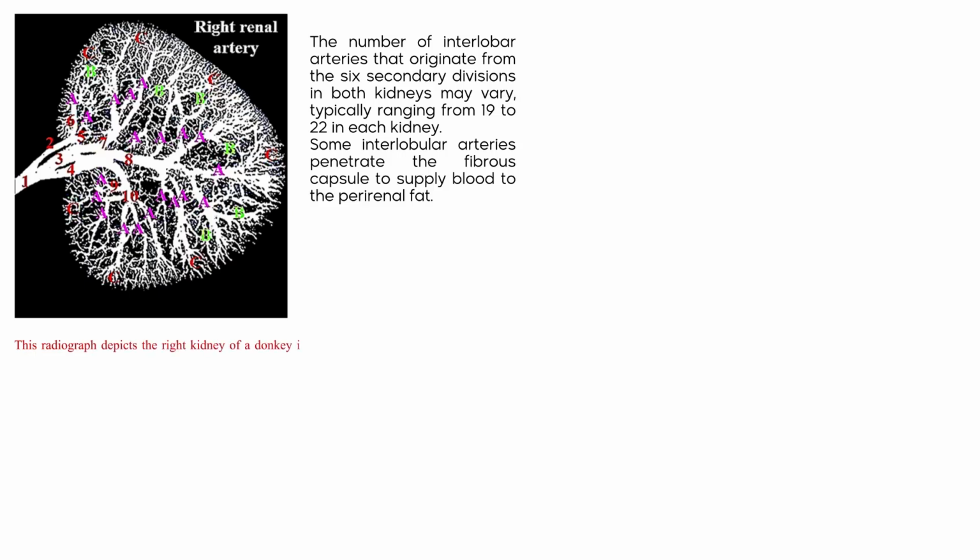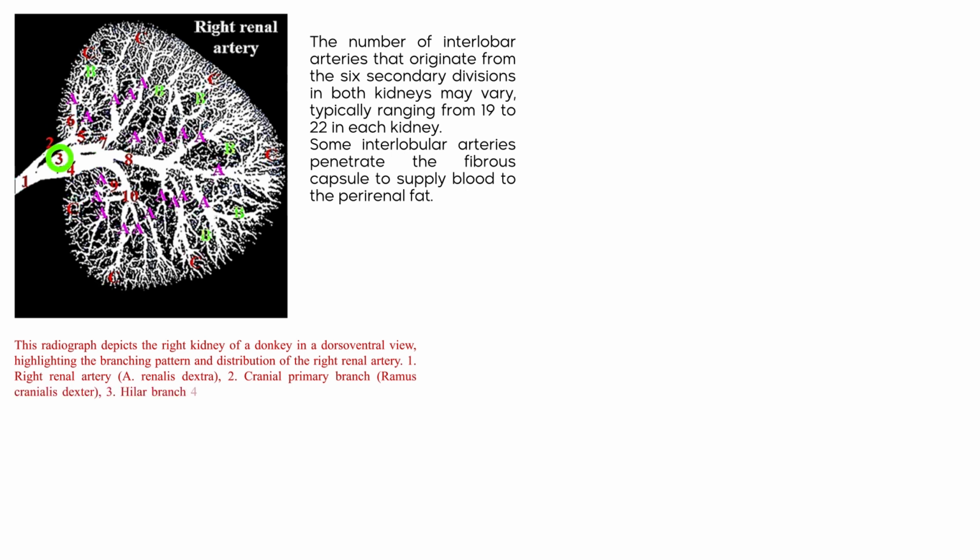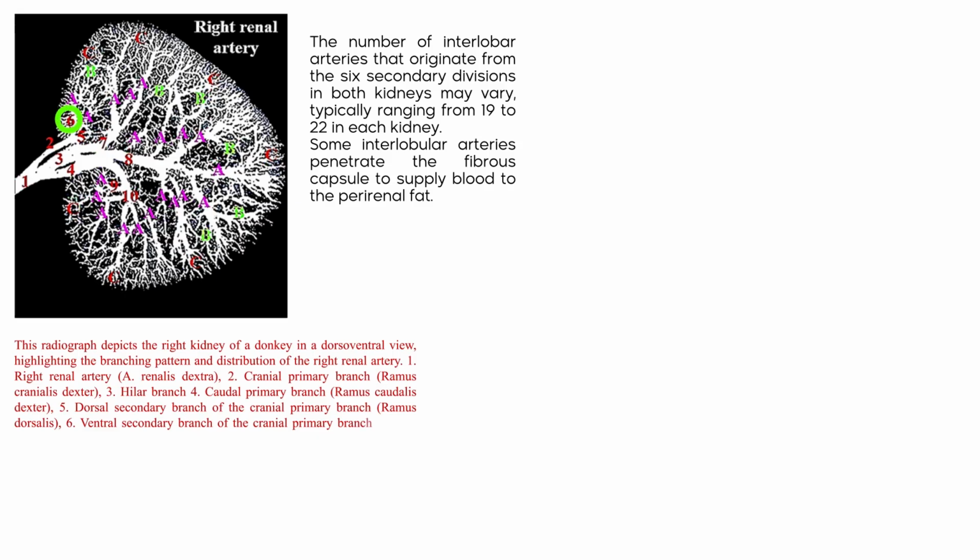This radiograph depicts the right kidney of a donkey in a dorsoventral view, highlighting the branching pattern and distribution of the right renal artery. 1. Right renal artery, A. renalis dextra. 2. Cranial primary branch, ramus cranialis dexter. 3. Hilar branch. 4. Caudal primary branch, ramus caudalis dexter. 5. Dorsal secondary branch of the cranial primary branch, ramus dorsalis. 6. Ventral secondary branch of the cranial primary branch, ramus ventralis.